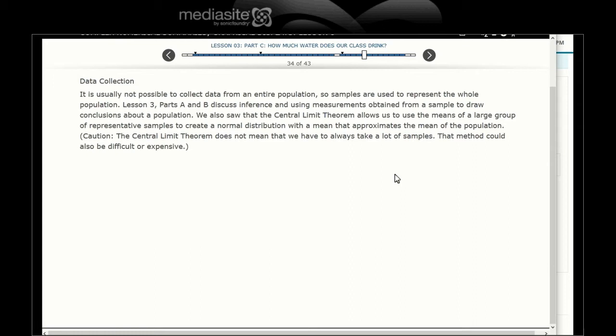It's usually not possible to collect data from an entire population, so samples are used to represent the whole population. Lesson 3, parts A and B, discuss inference and using measurements obtained from a sample to draw conclusions about a population. We also have the central limit theorem, which allows us to use the means of a large group of representative samples to create a normal distribution with a mean that approximates the mean of the population. That's a mouthful. Go back to 3A and 3B if you need to. Caution: the central limit theorem does not mean that we always have to take a lot of samples. That method could also be difficult or expensive.